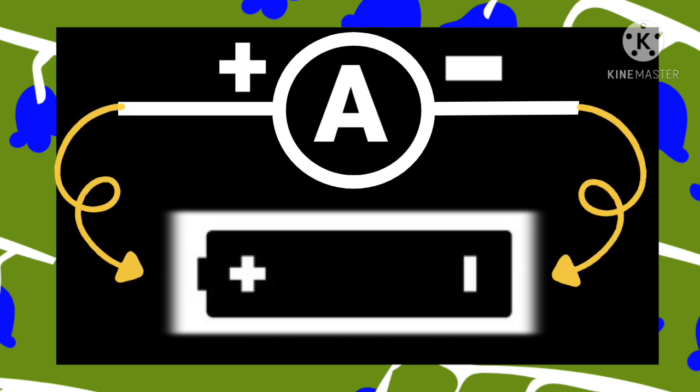Friends, remember that the positive terminal of the ammeter should always be connected to the positive terminal of the cell, and the negative terminal of the ammeter should always be connected to the negative terminal of the cell. Let us try a few questions regarding what we have learned.